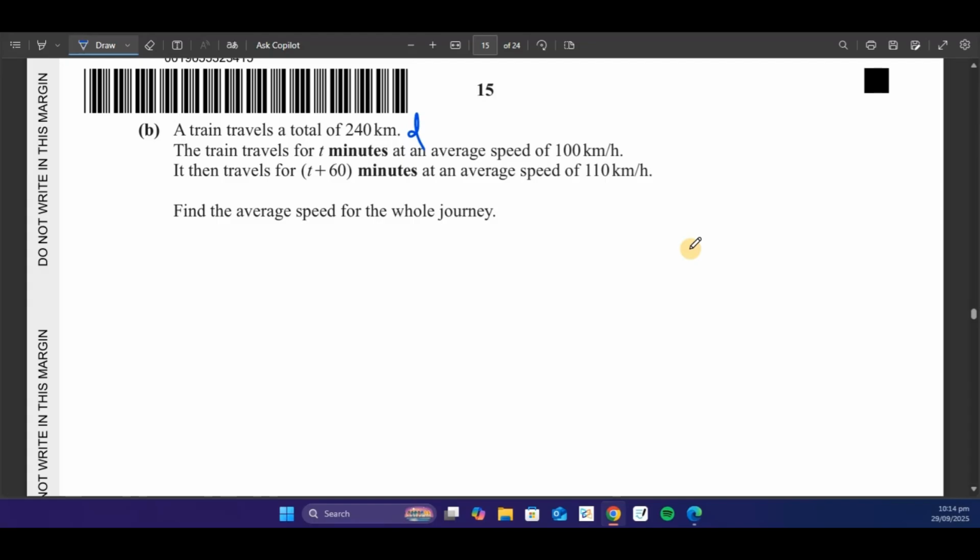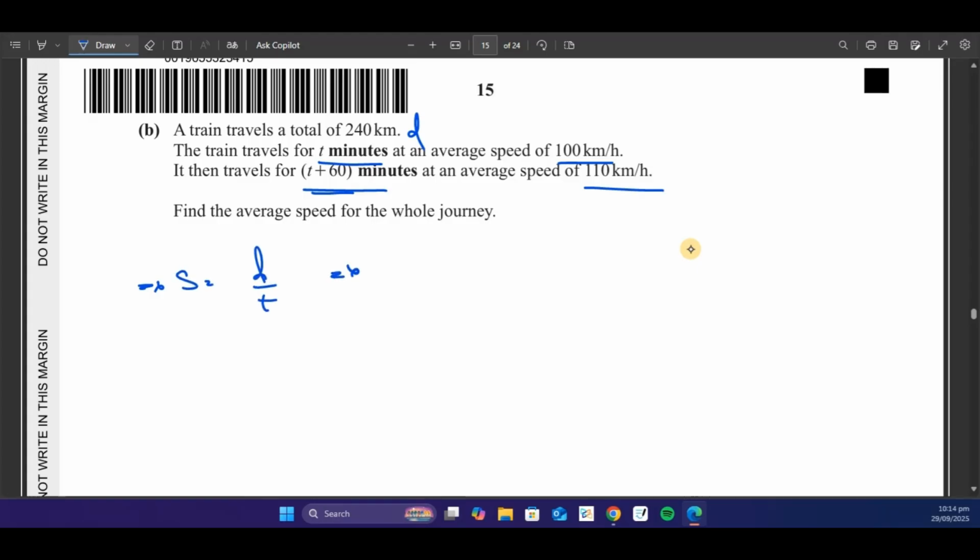Okay, we need the average speed for the whole journey. So it first travels for t minutes at 100, then travels for t plus 60 minutes at 110. Find the average speed of the whole journey. Okay, so the formula for speed is again d over t, and the formula for distance would be s into t. All right.